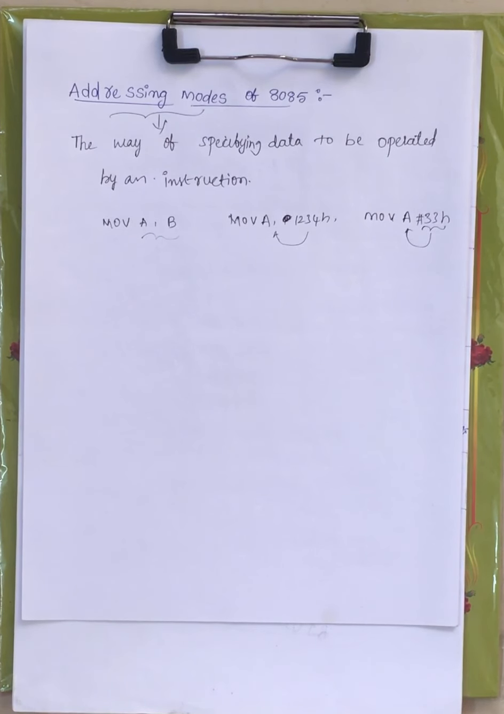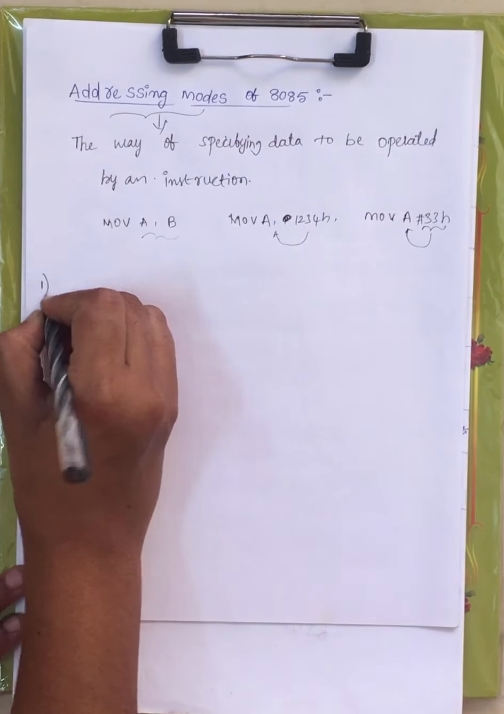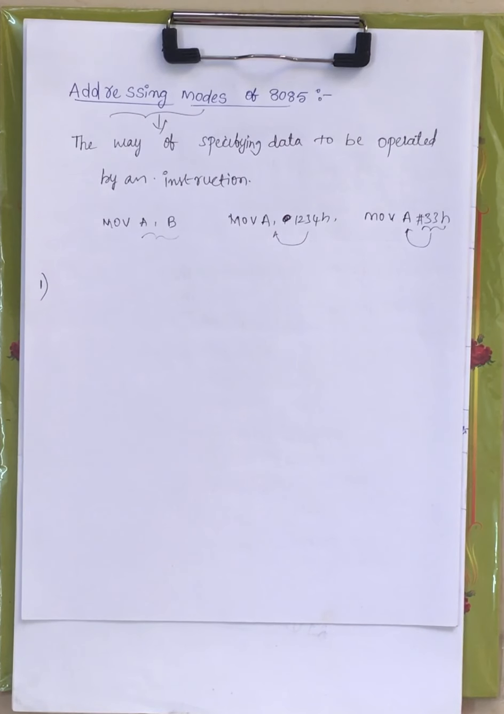Now we will see the different categories of addressing mode. Then you will understand the meaning of what is meant by addressing mode. We have five different types of addressing mode. One is immediate addressing mode, next is register addressing mode, next is direct addressing mode, next is indirect addressing mode, and the last one is implicit or implied addressing mode, right?